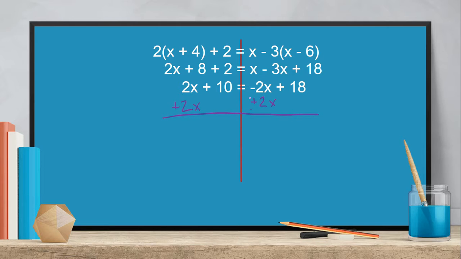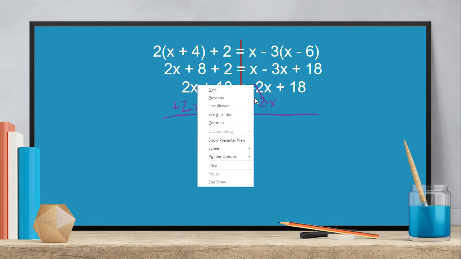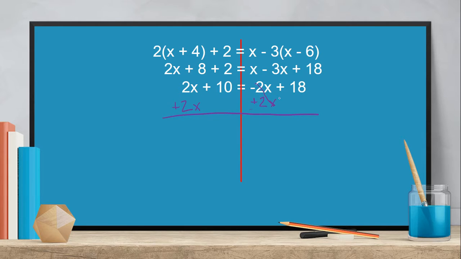It's like the toddler thing. If you give a cookie to one toddler, you got to give it to all the toddlers or they're screaming. So right here, it becomes 0. We're going to bring that 18 down. Don't lose things. Here, 2x plus 2x is 4x plus 10 equals 18.